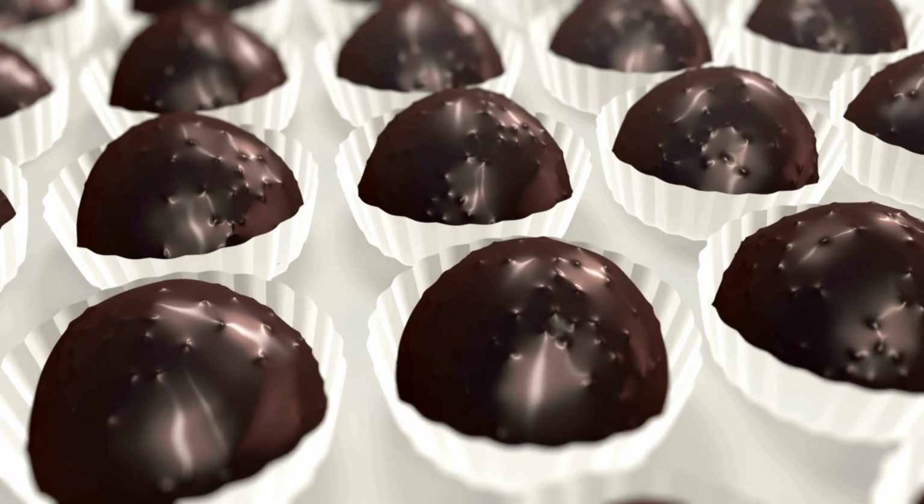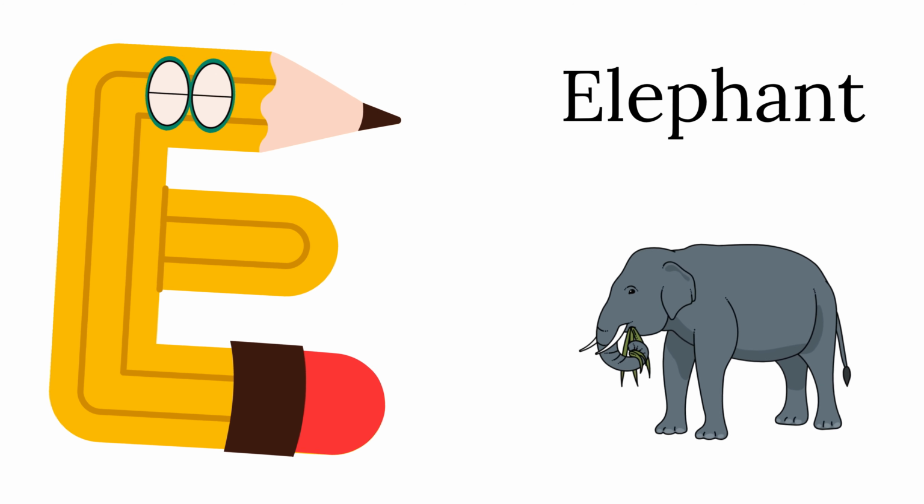D is for diamond, D, D, diamond. E is for elephant.